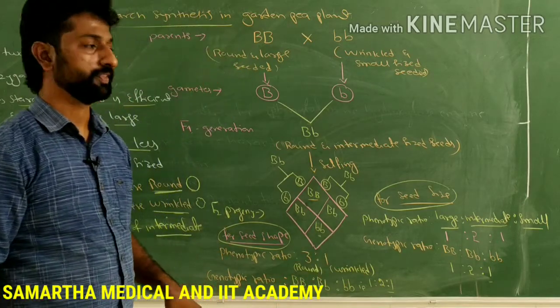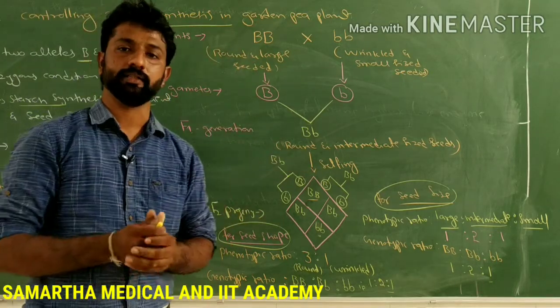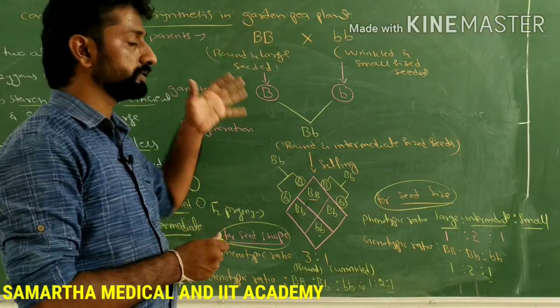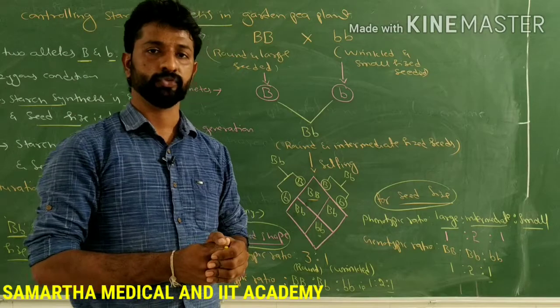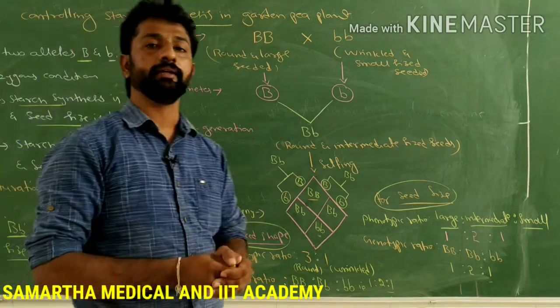So when the same gene is controlling more than one character or more than one phenotype, it is called pleiotropy. So this is an example of pleiotropy. By this, what can we conclude?